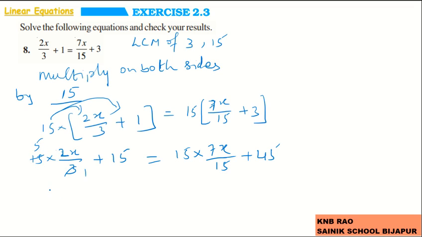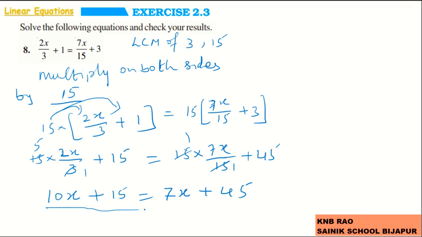So 3 fives are 15, 5 twos are 10x plus 15 equals, 15 ones are 15, so both cancel and nothing is left over. 1 by 1 is 1 only. Sorry, 7x into 1 is 7x. So 7x plus 45. Now you know the procedure of solving.